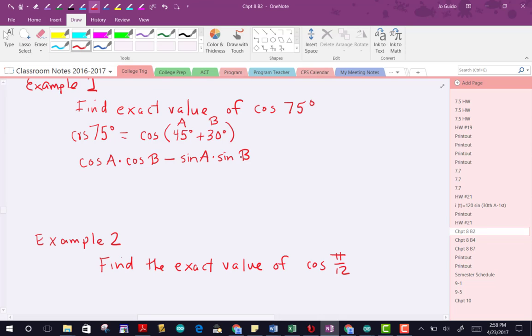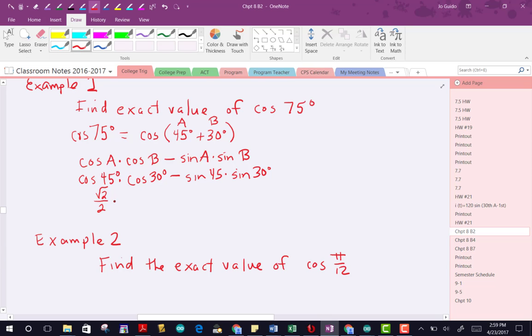All right, so if we do this with our values we have here, we have the cosine of 45 degrees times the cosine of 30 degrees minus the sine of 45 times the sine of 30. And so those are all unit circle values. So we've got square root of 2 over 2. Let's see, cosine is the x-coordinate, which is way out here in a 30-degree angle. So that's times the square root of 3 over 2 minus the square root of 2 over 2 times a half.